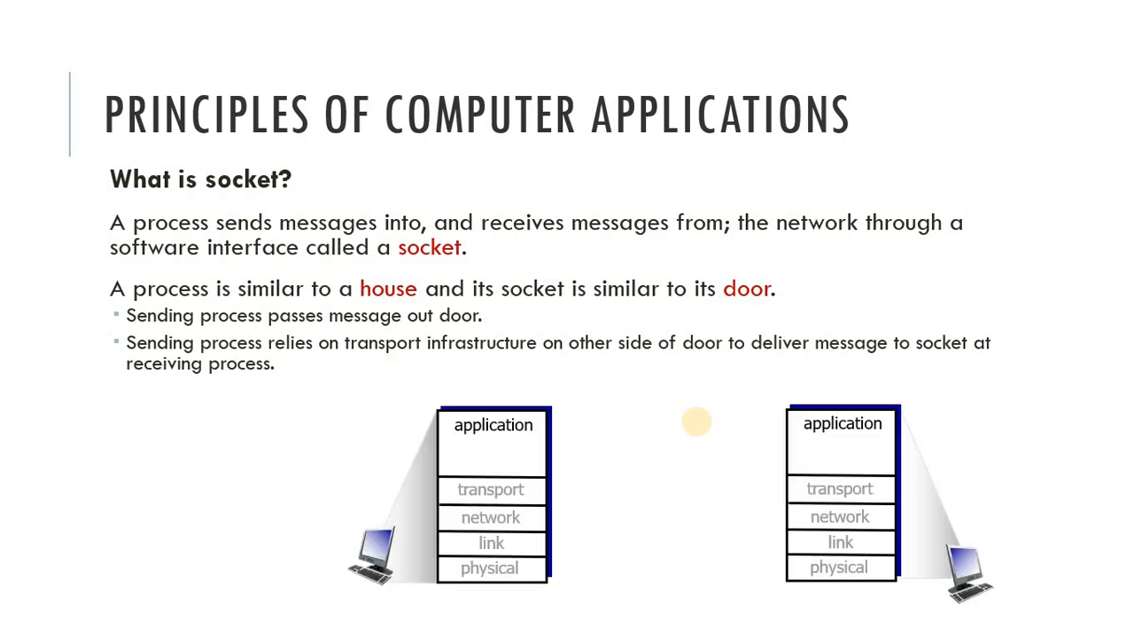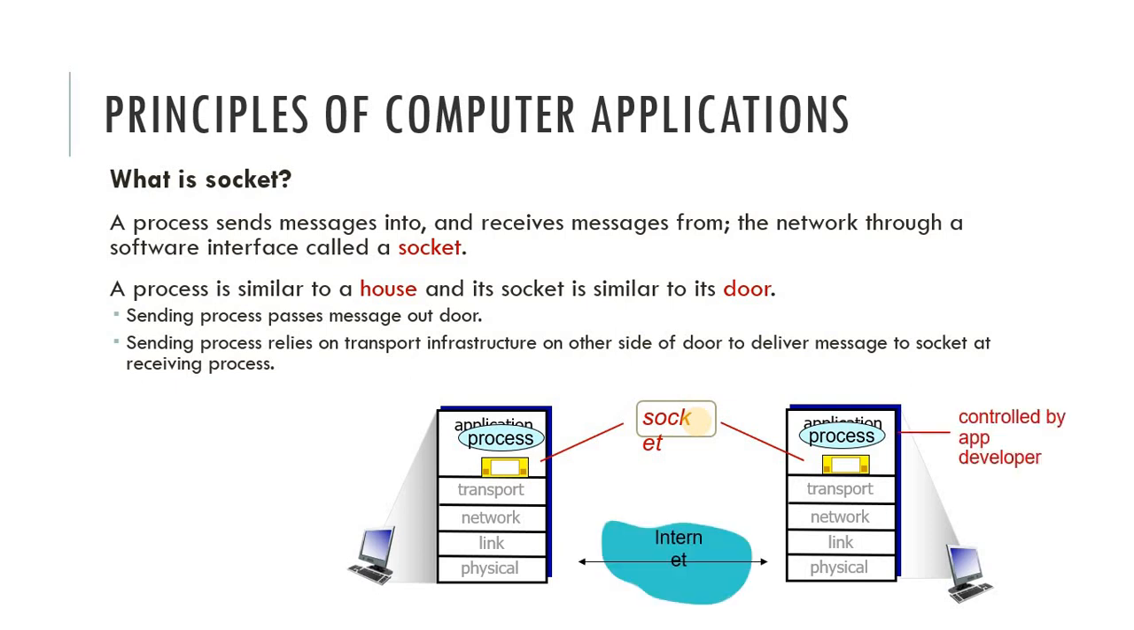Suppose these are the layers of the TCP/IP model, and we are on the application layer. The application layer has processes, and two processes are communicating with each other. For that they require a socket. Each process has its own socket. So this door, or this point from where we can communicate, is called the socket.